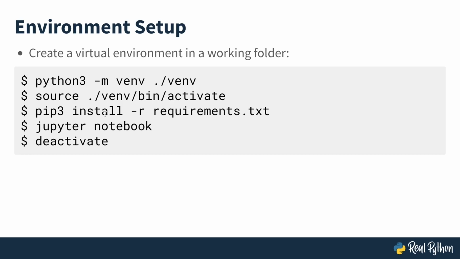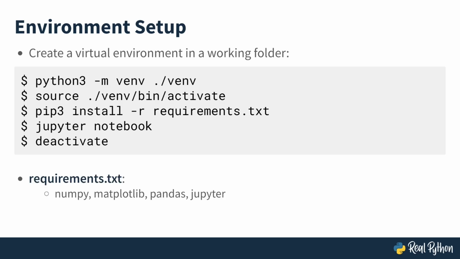And then you need to install the modules. So for this course, you're going to need the NumPy module, the Matplotlib module, of course, Pandas, and Jupyter, if you're going to be using Jupyter for the course. And so to install those modules, you can use pip3 install and then pass in the requirements.txt file. And so what this file will be is just you can list the names of these modules, one on each line. And so that will allow you to install all of them at once.